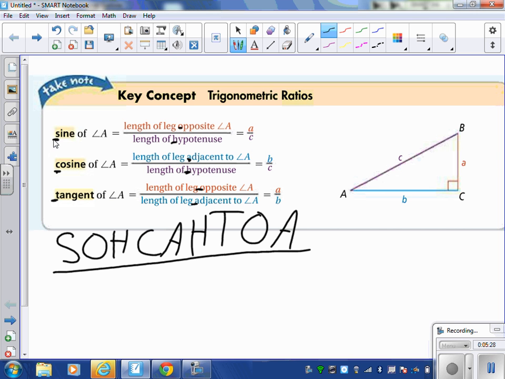So remember, SOH-CAH-TOA, you can do all these trigonometric ratios. Sine, opposite over hypotenuse. Cosine, adjacent over hypotenuse. And tangent, opposite over adjacent. So just remember, SOH-CAH-TOA, the big bad trig monster.